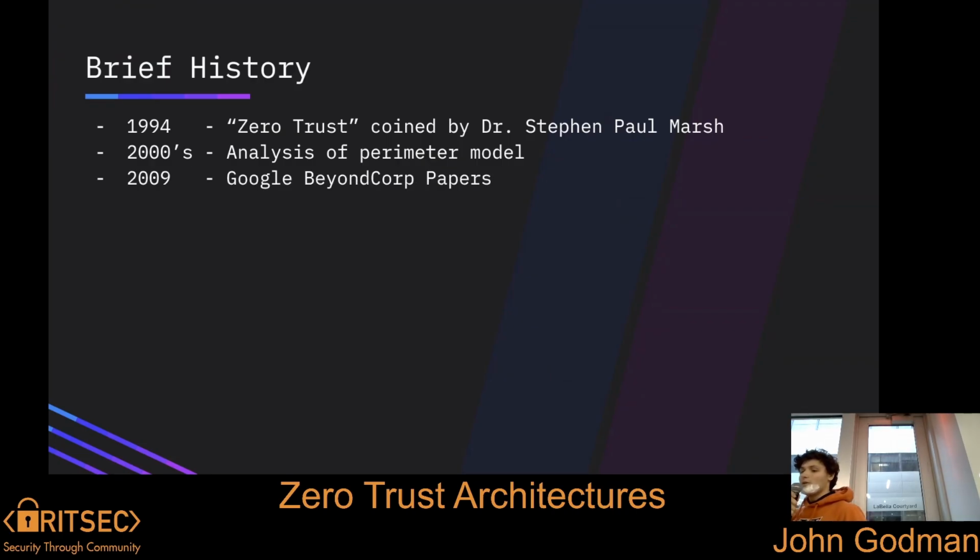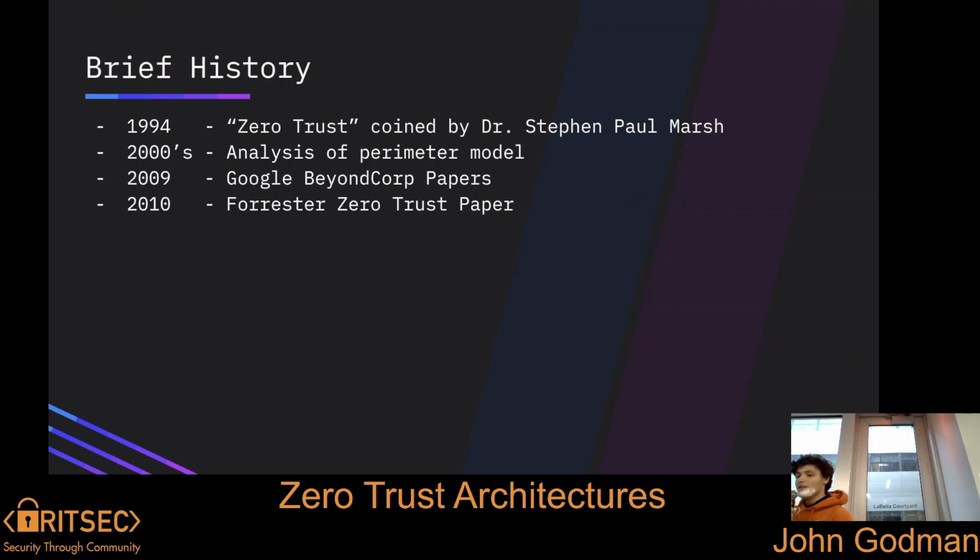And in response to, I believe it was a Chinese cyber attack in 2009, Google published the BeyondCorp papers, which outlined the basis of zero trust security that they implemented as a response. But it wasn't actually called that. In 2010, the Forrester zero trust paper, published by John Kindervag, first started using the term zero trust in the context we know it today.